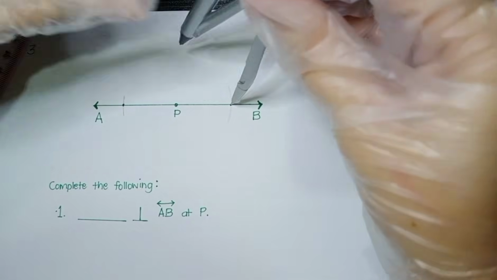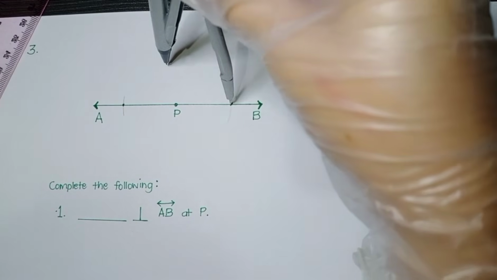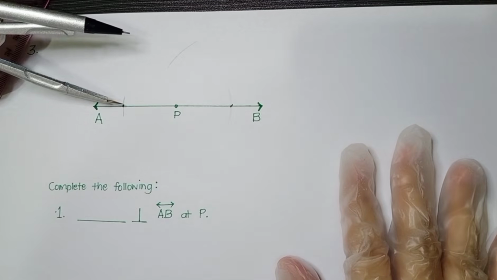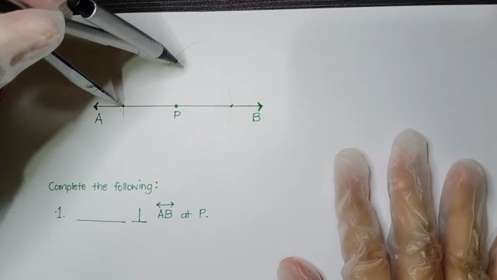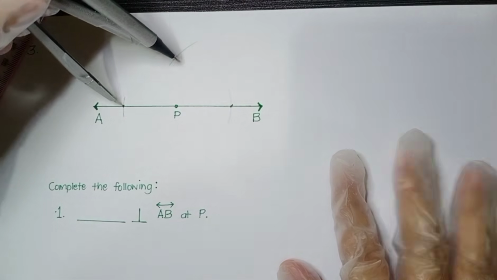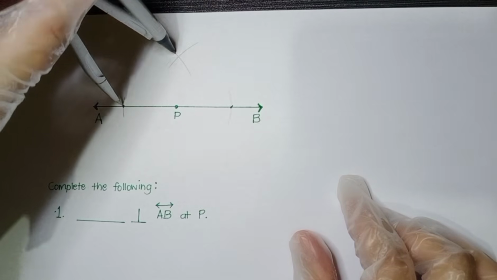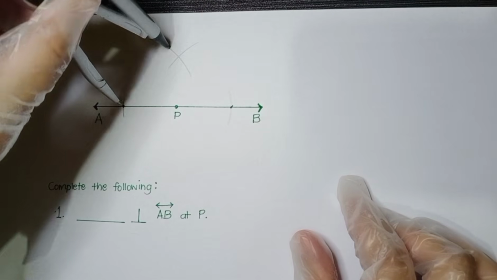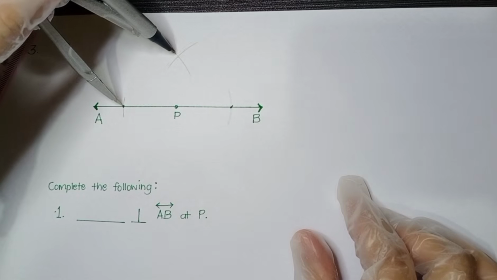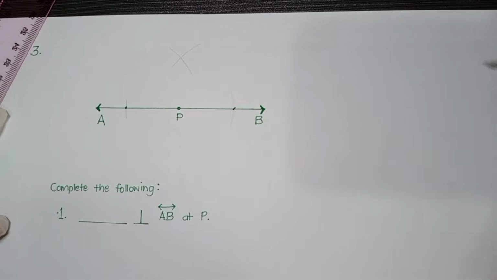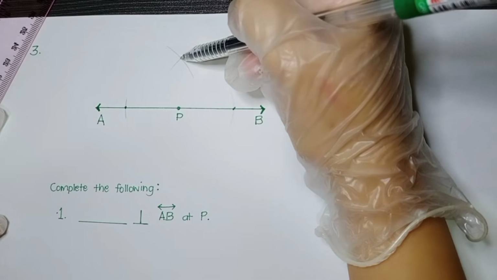Okay? So, let's draw an arc. Okay. Ganon din po sa kabila. Huwag po ninyong babaguhin yung radius po. Hindi kailangan pantay yung arc kasi ang kukunin naman natin dyan ay yung intersection. Okay? So, we now have the point of intersection. Okay? So, ito na po siya.